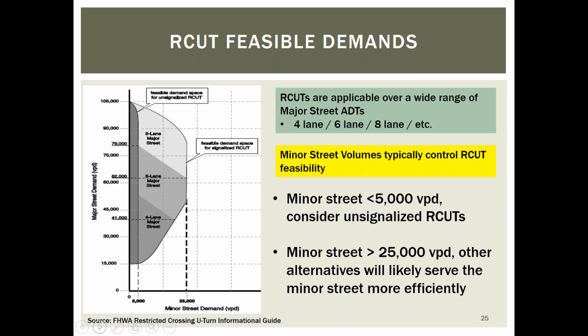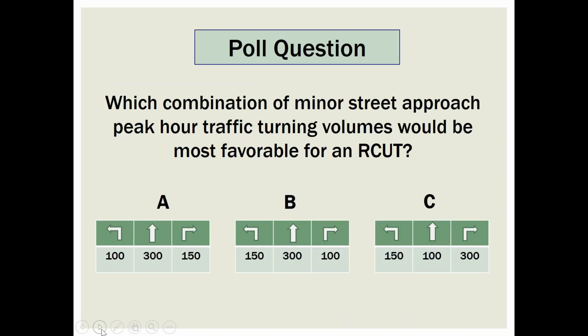And then for signalizing the R-CUT, that can typically accommodate minor street volumes up to about 25,000 vehicles per day, which is not so minor. That's a fairly significant minor street volume. And even this threshold is by no means an absolute. So obviously our risk for delay gets a little higher with higher volumes, but these are some general guidelines to think about the applicability of the R-CUT. So it does depend very much upon the actual turning movements.